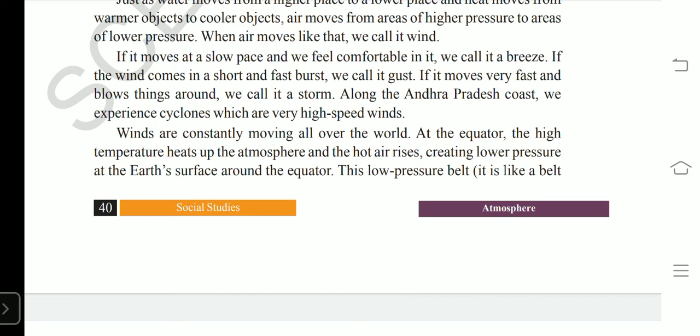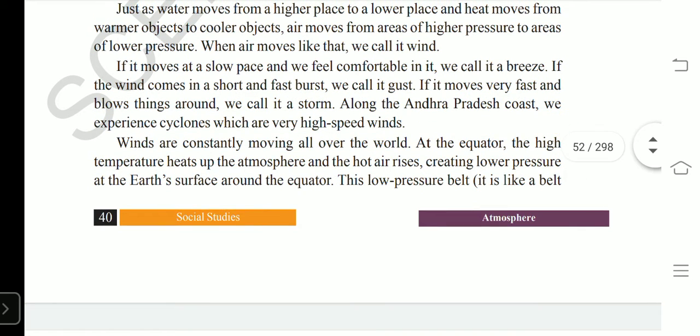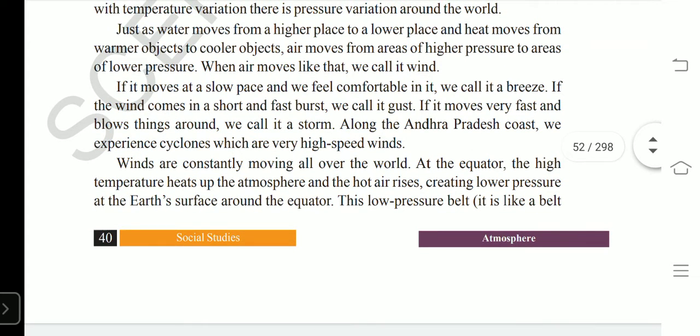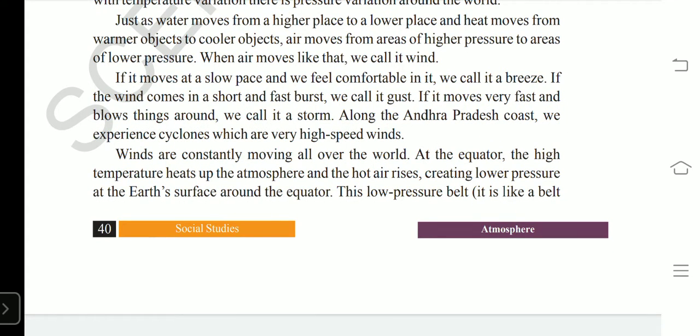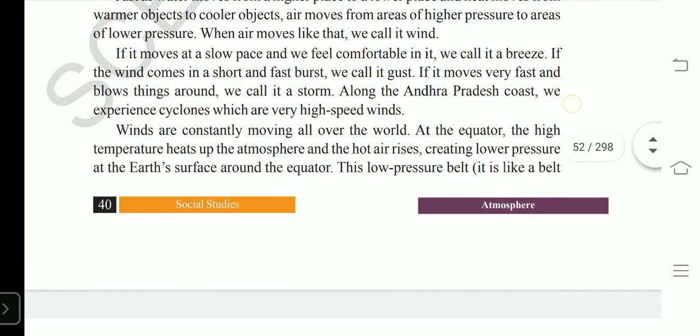Okay, so as the temperature is different from one place to another, in the same manner air pressure also varies from one place to another, right? Where temperature is high, there air pressure is low. Where temperature is low, there air pressure is high. So why is the temperature varying? Because there is a difference in the absorption of heat by land and water body. This is the reason, or not?